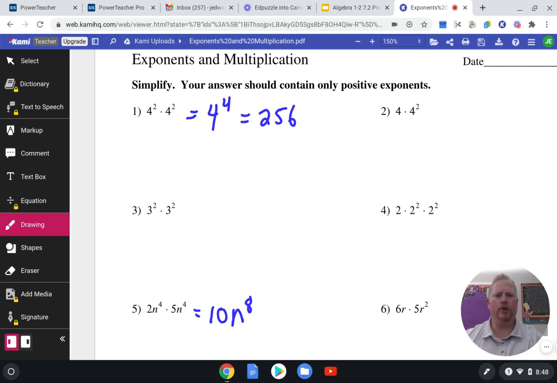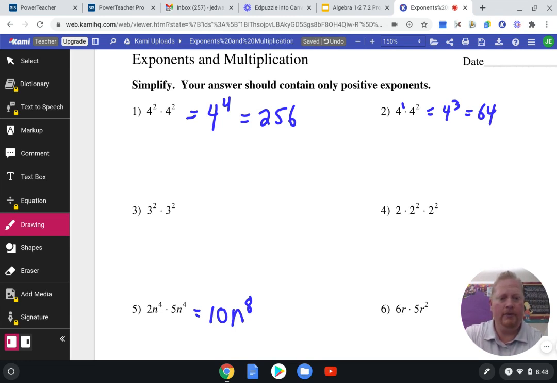Let's take a look at number 2 real quick. Here I've got 4 times 4 squared. Now visually, the first thing I see is 4 times 4, but we're not going to do that. That 4 right there is a base. So what I can do is I can add up my exponents, but if I don't see an exponent here, it's understood to be 1. So when I add up those exponents, I get 4 to the third power, which, by the way, is 64.